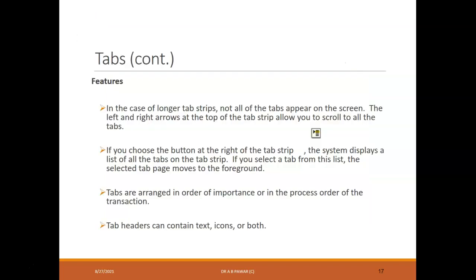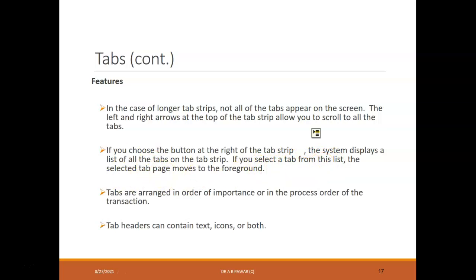See then, when we use tabs, there are certain features associated with it. In the case of longer tab strips, where not all of the tabs can appear at a time on the screen, the left and right arrows at the top of the tab strip allow you to scroll to all the tabs. This icon is shown here. If you choose the button at the right of the tab strip, then the system displays all the tabs on that tab strip. And if you select a tab from that list, the selected tab or page will be opened for you.